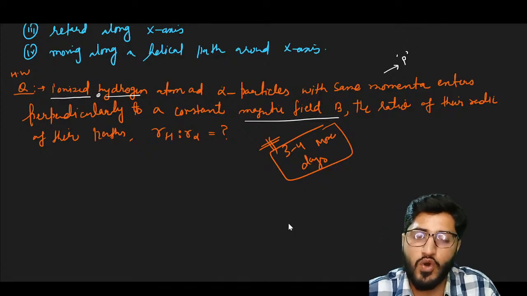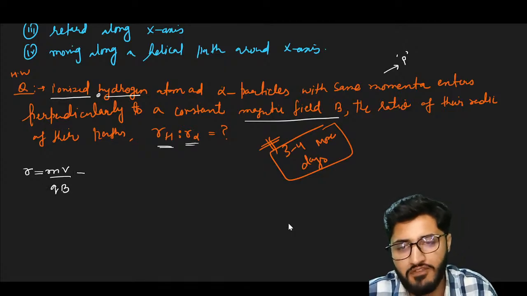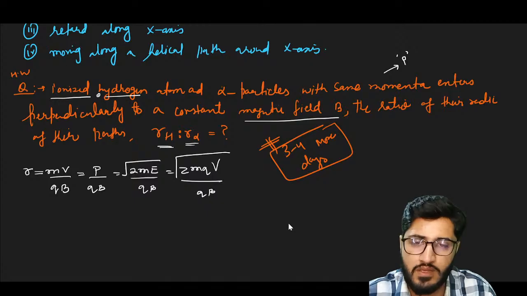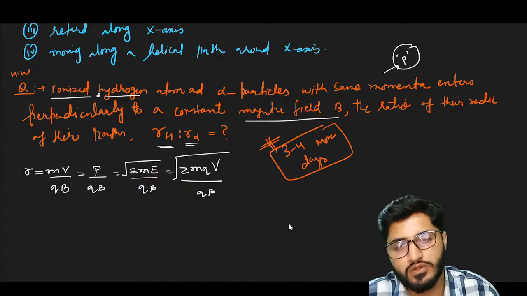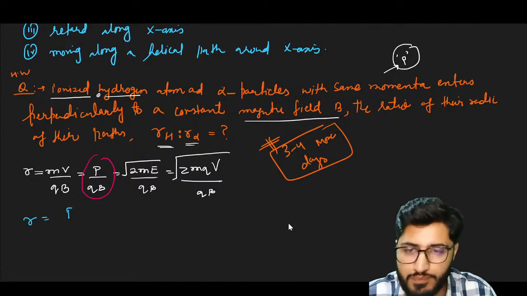So basically, if we want to calculate the radius, we have a couple of formulas. I guess yesterday we discussed those formulas. These are mv by qb, one formula, which is equal to p by qb, second formula. Then root 2mE by qb, a third formula, and the fourth one is root 2mqV whole divided by qb. Now, if the word momenta is given here, that simply indicates we need to take this one. Okay, sir. You can see now R equals P divided by QB.